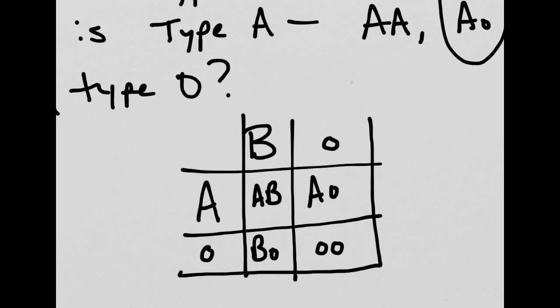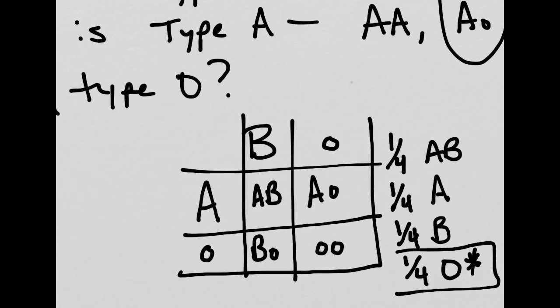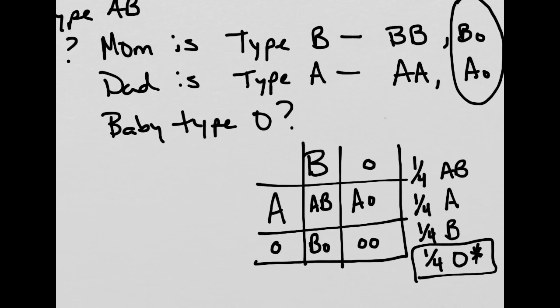Okay, so what does that tell us? Well, that means a 1/4 chance. There's a 25% chance that the baby would be AB. There's a 25% chance that the baby would be type A. 25% chance that the baby would be type B, and 25% chance that the baby would be type O. So it is possible to have parents that are type A and type B and end up with a baby that's type O. It is possible, as long as both parents are carriers of the recessive O.